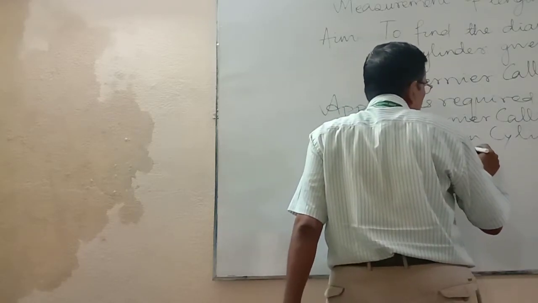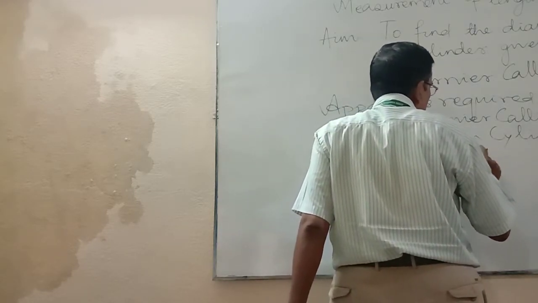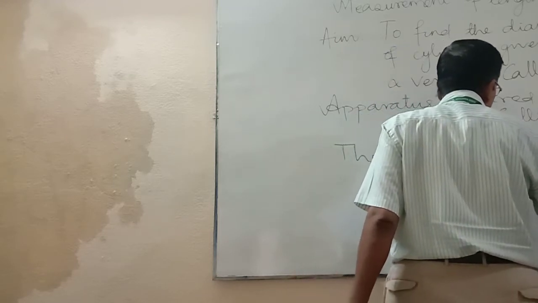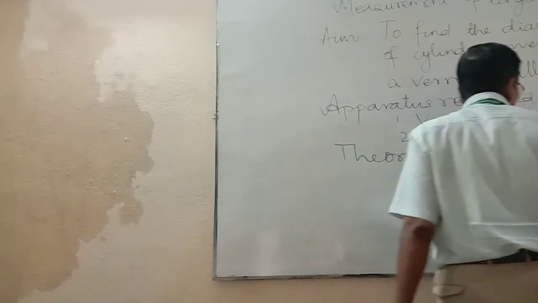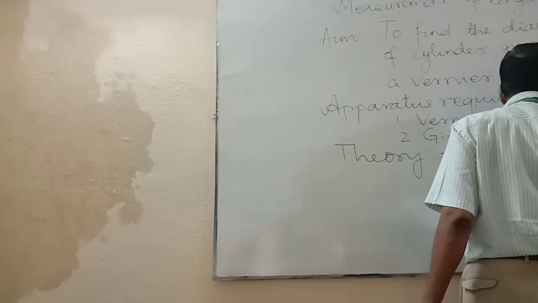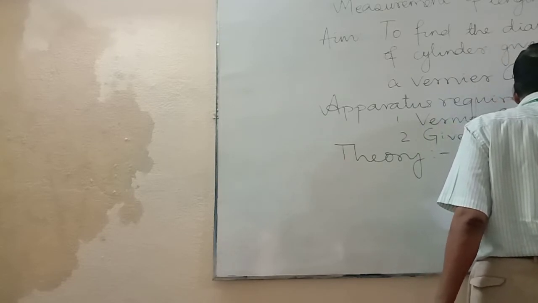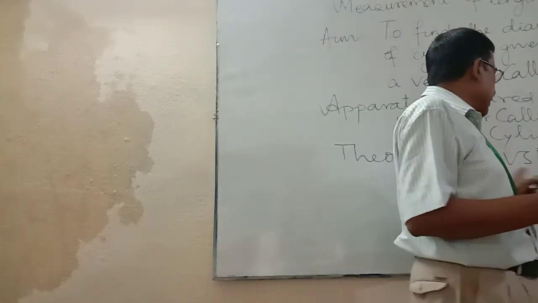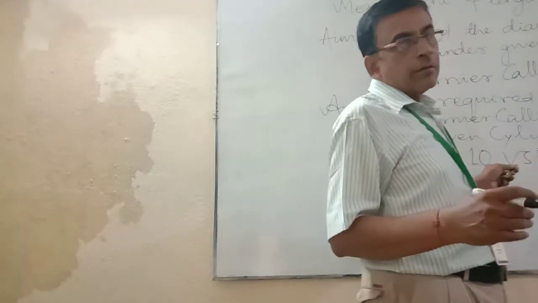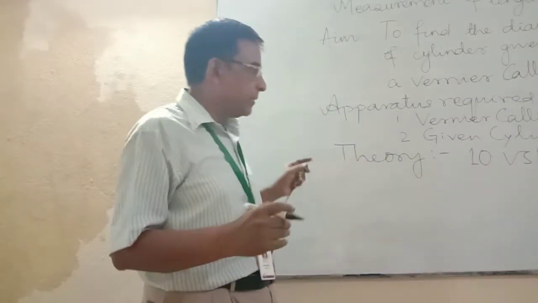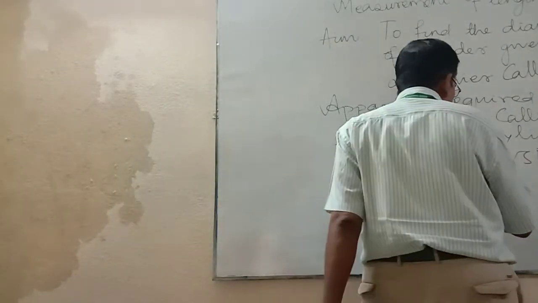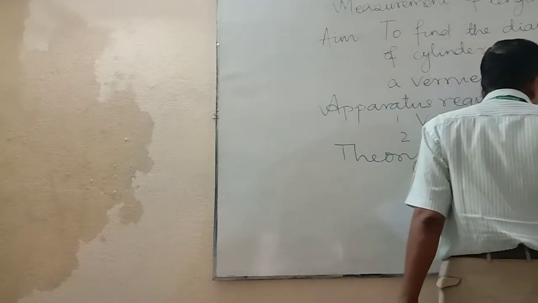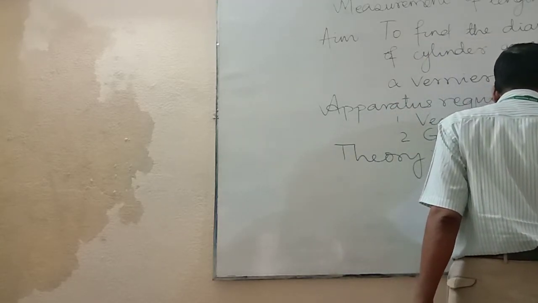So 10 VSD equal to 9 MSD. MSD means main scale division, and 10 VSD means 10 vernier scale divisions. So what is 1 VSD? 1 VSD equal to 9 by 10 MSD.